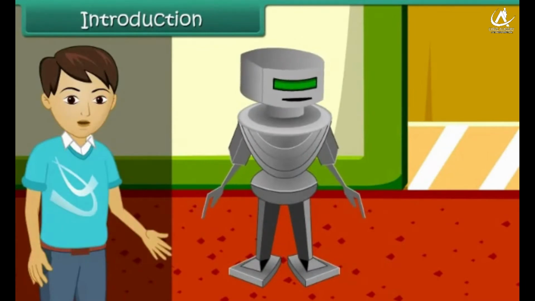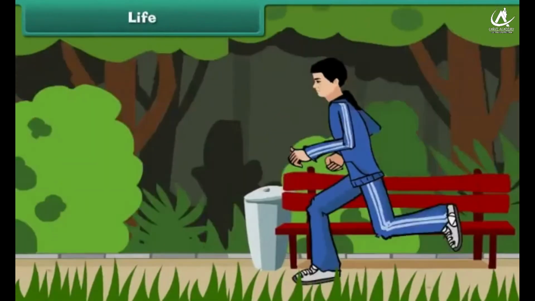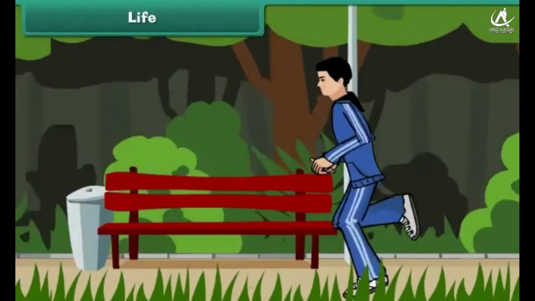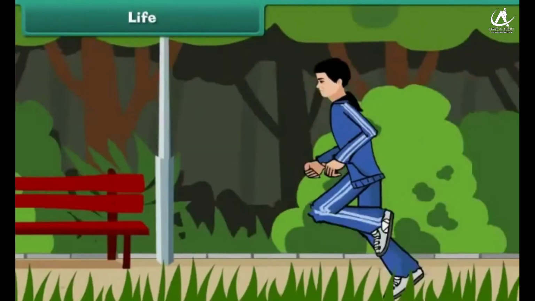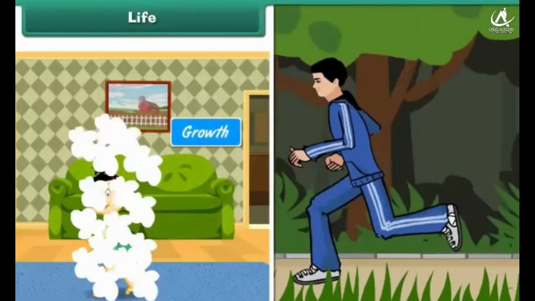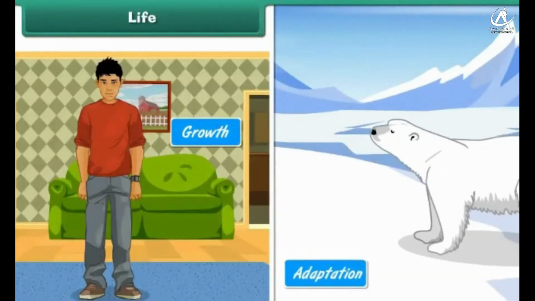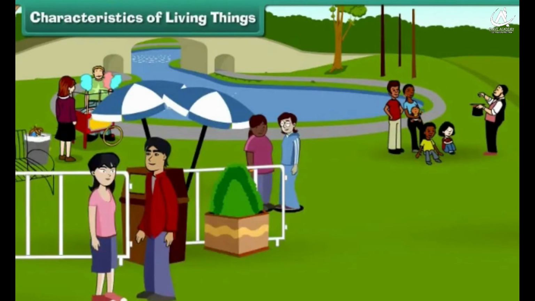Children, in this lesson we will learn about characteristics of living things. Life. Life is a unique, complex cellular organization of molecules, expressing itself through chemical reactions which lead to growth, development, responsiveness, adaptation, and reproduction. Characteristics of living things. Things which depict growth, reproduction, and the ability to sense the environment and mount a suitable response are called living things.